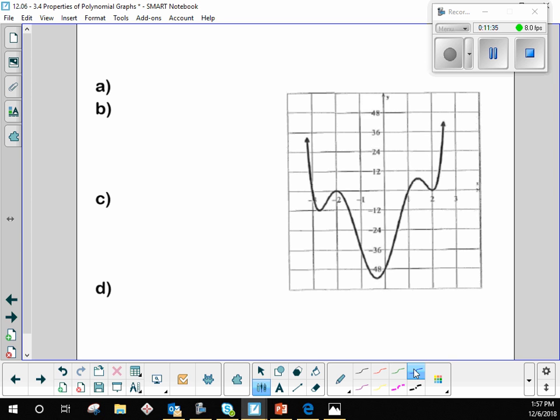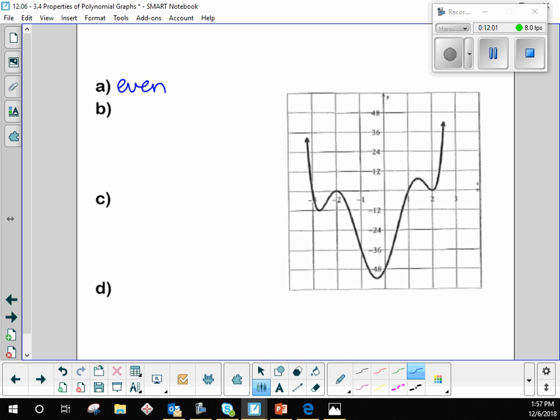A is asking us what? I can't remember what they stand for. Okay, whether the degree is even or odd. What'd you say? Even. You got the last one right. So even, because what's up with the end behaviors? They're the same. They're the same. Even.